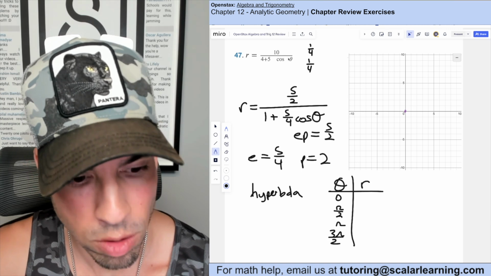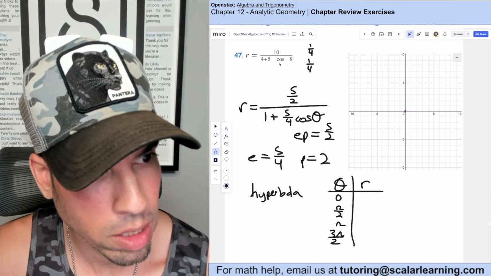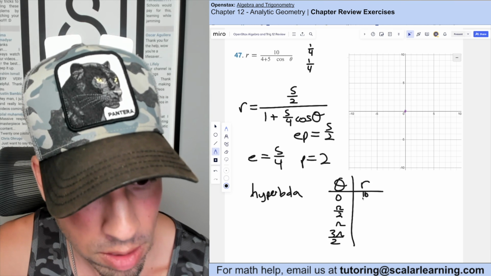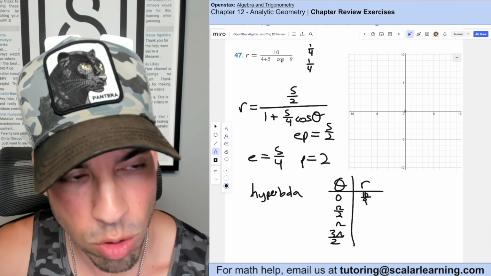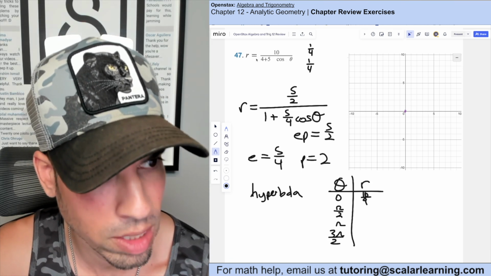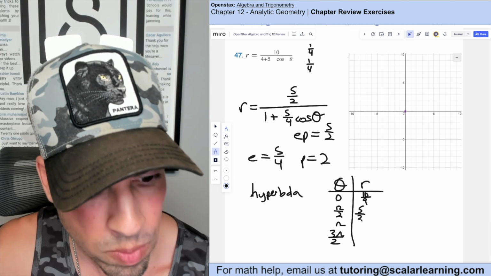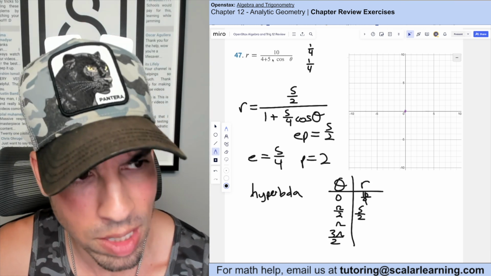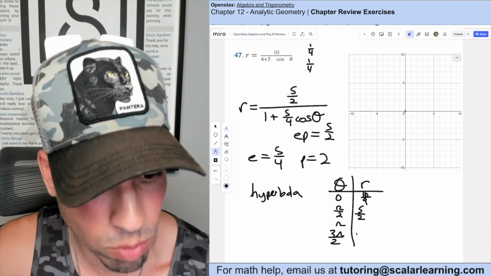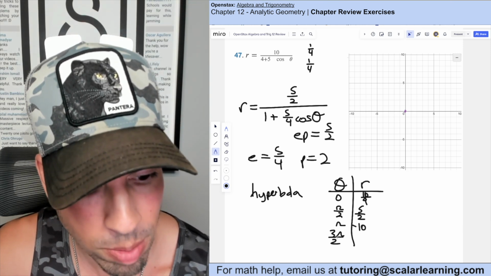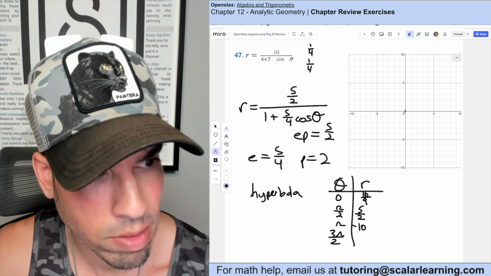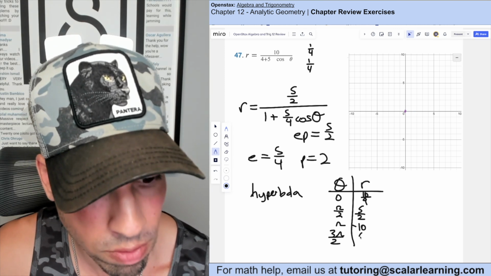So plugging back into the original, it's going to be easy to evaluate this. Cosine of 0 is 1. 4 plus 5 times 1 is 9, so we got 10/9 here. For pi halves, cosine of pi halves is 0, so that's 10 over 4 or 5 over 2. Then we've got cosine of pi, that's -1. 4 plus 5 times -1 is -1. 10 over -1 is -10. And last but not least, we got 3 pi halves. Cosine of 3 pi halves is, again, 0, so that's 10 over 4 or 5 over 2.